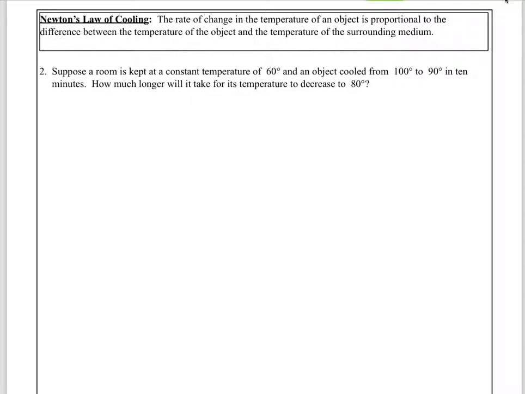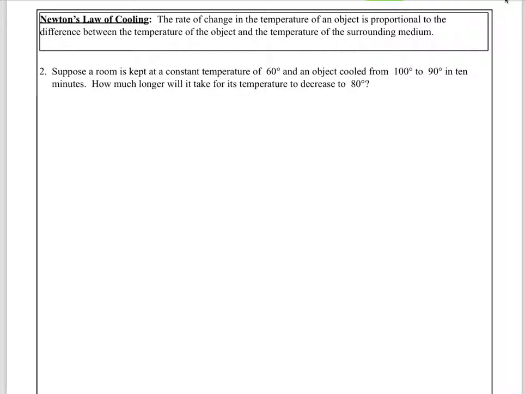Newton's law of cooling. I didn't understand a step of what you just said. Well, let's see if you can handle this. Alright, making you happy. Newton's law of cooling says the rate of change of temperature of an object is proportional to the difference between the temperature of the object and the temperature of the surrounding medium.